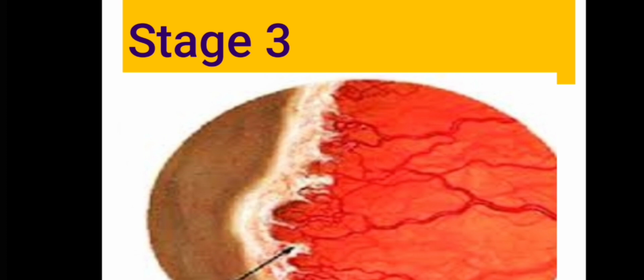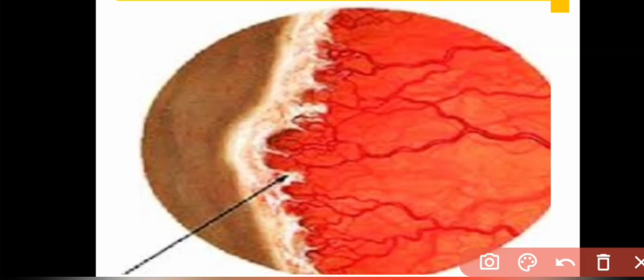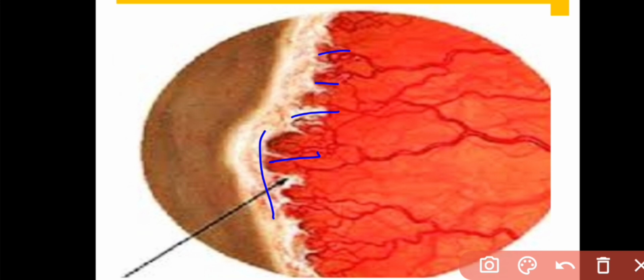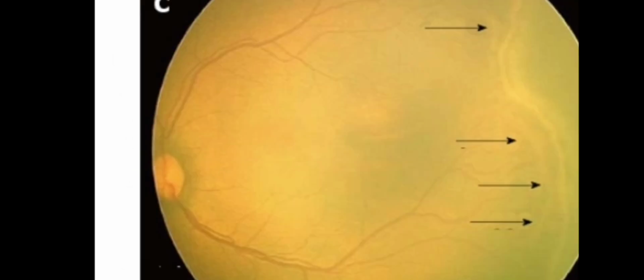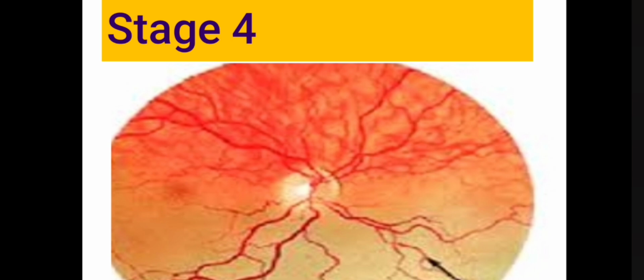Next, moving on to stage 3. Stage 3 is nothing but extraretinal new vessel proliferation, which extends from the ridge onto the vitreous. As you can see, there are vessels here which are extending from the ridge onto the vitreous surface. This is the clinical photograph of stage 3. As you can see, there are a few vessels growing from the ridge onto the vitreous surface, which contributes to stage 3 disease.